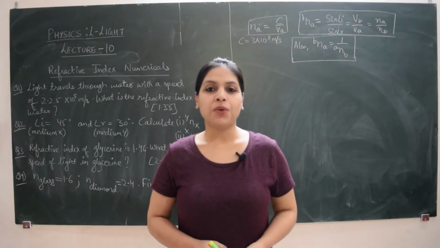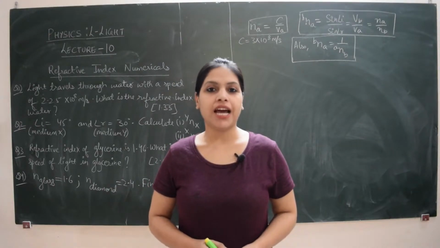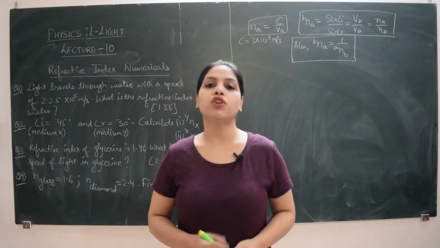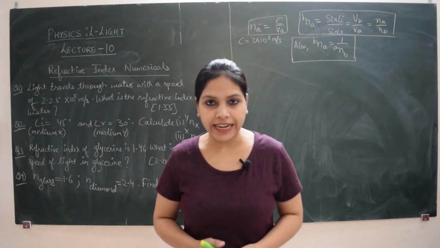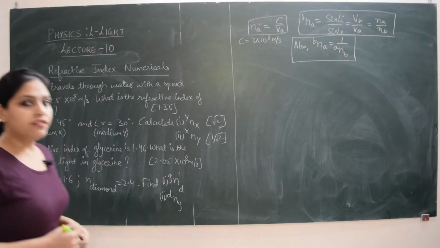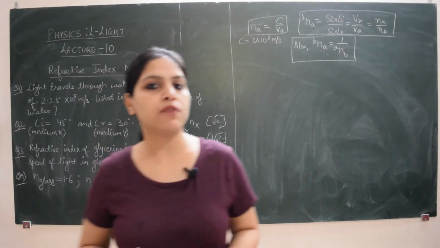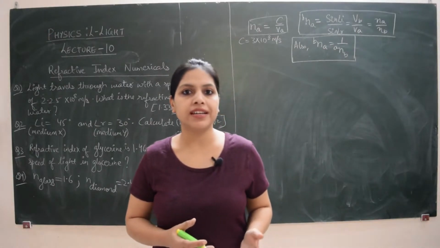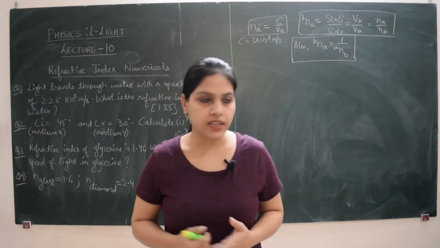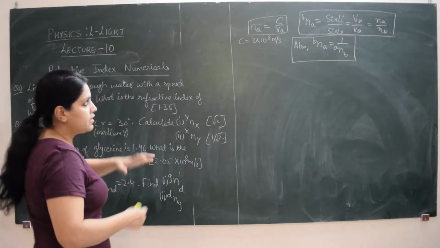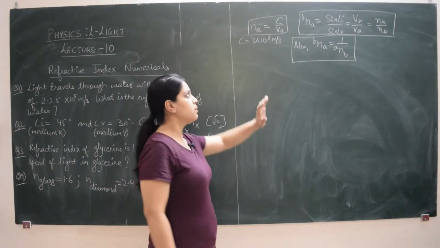Hello all of you. Welcome to lecture number 10, and in this lecture we will talk about the numericals based on refractive index. We have talked about refractive index in the previous lecture. We discussed that we have two types of refractive indices, absolute refractive index and relative refractive index. Let us quickly revise the relations and then we can start with the numericals.